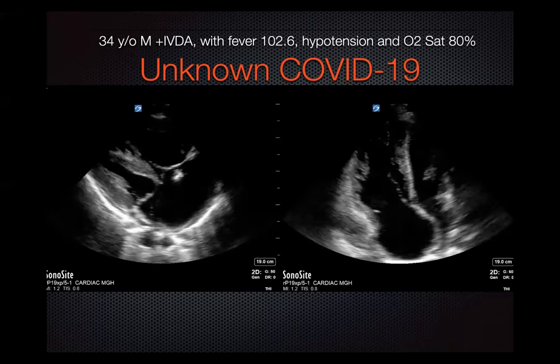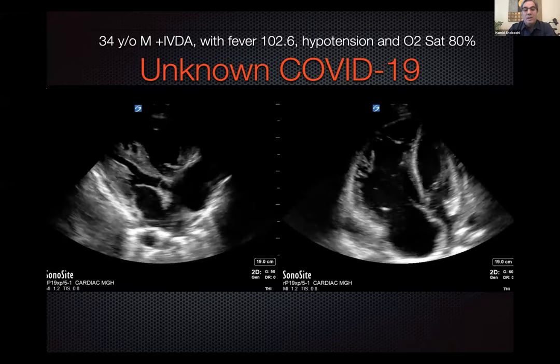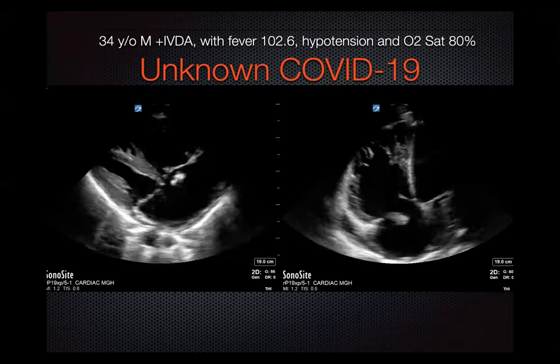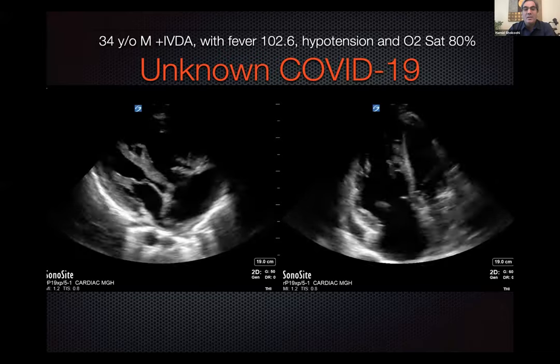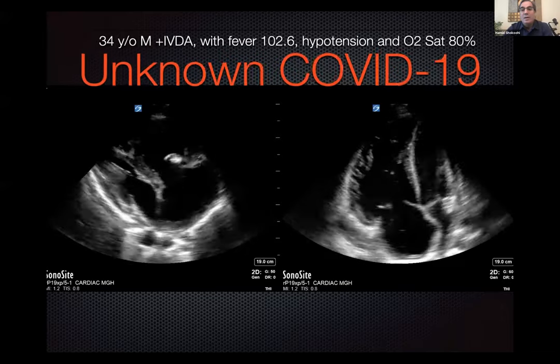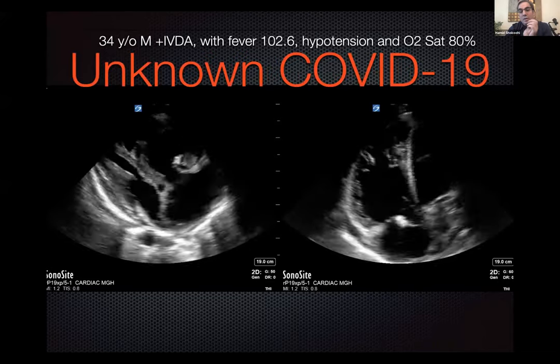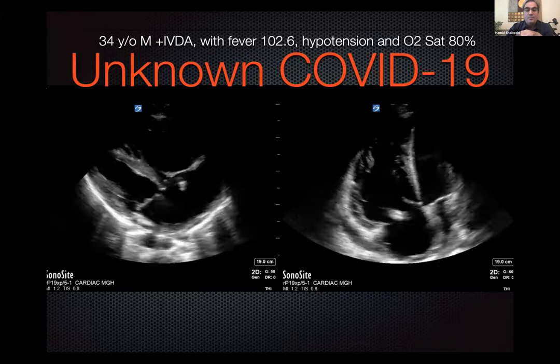Right ventricle and the right atrium that's filling the whole picture of the heart in the parasternal long axis. So be careful, they don't have the entity of unknown COVID-19 anymore. Any case that you are seeing these days is going to be considered suspected COVID.